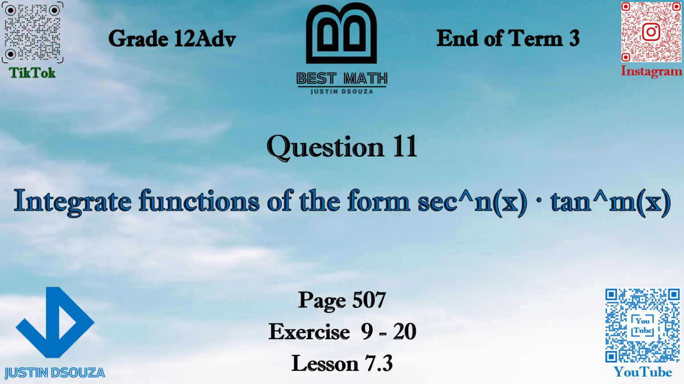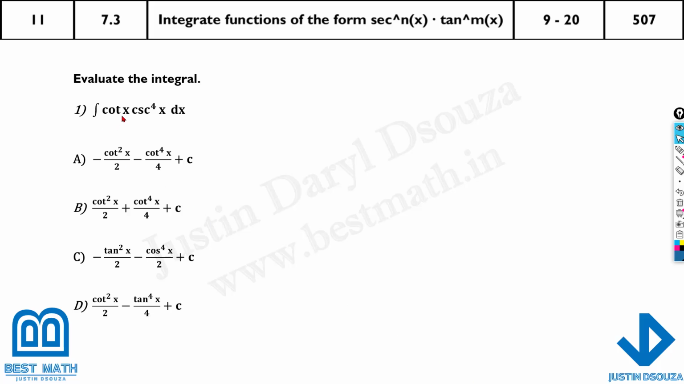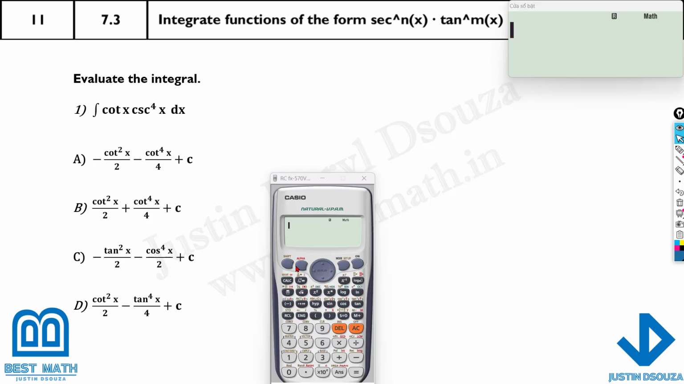In this question, we will integrate functions which have secant and tan raised to some power. Here we have been given cotangent x, cosecant power 4 x. Now, since it's in the electronic part, you have 4 options. We can again use the calculator method. Let's take our calculator here. Make sure it is in radian mode, that is shift mode and 4. If it's already in radian mode, pressing shift mode and 4 will keep it in the same radian mode. Now here, you need to put whatever is there.